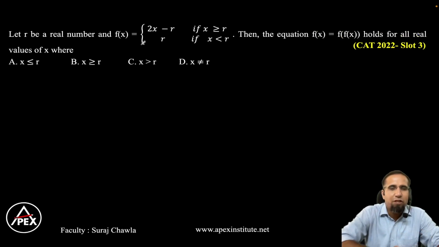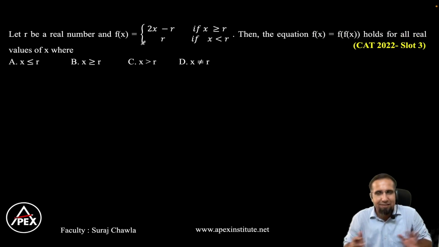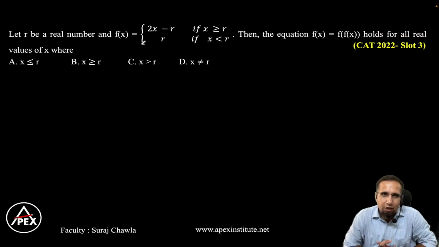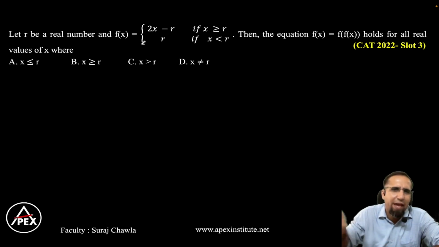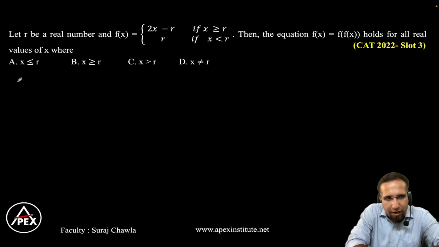Clear? So let's look at the last question on functions, guys. This had again come up in 2022 slot 3. Now f of x is 2x minus r if x is greater than or equal to r, and it's r if x is less than r. So f of f of x should be equal to f of x.